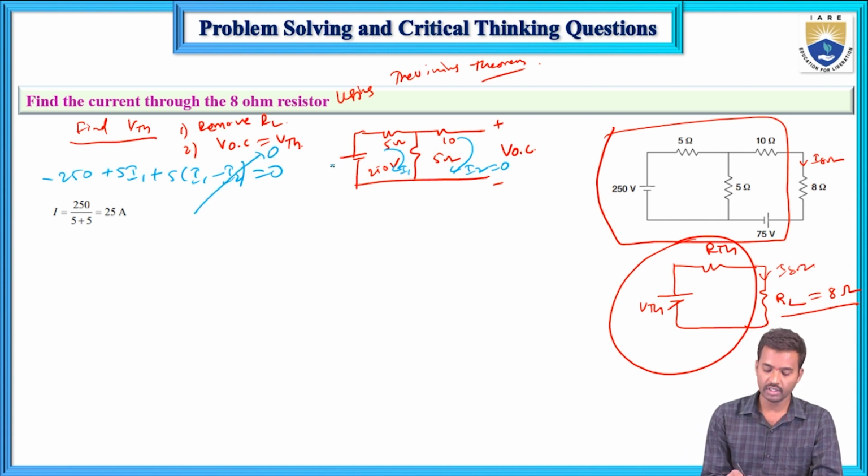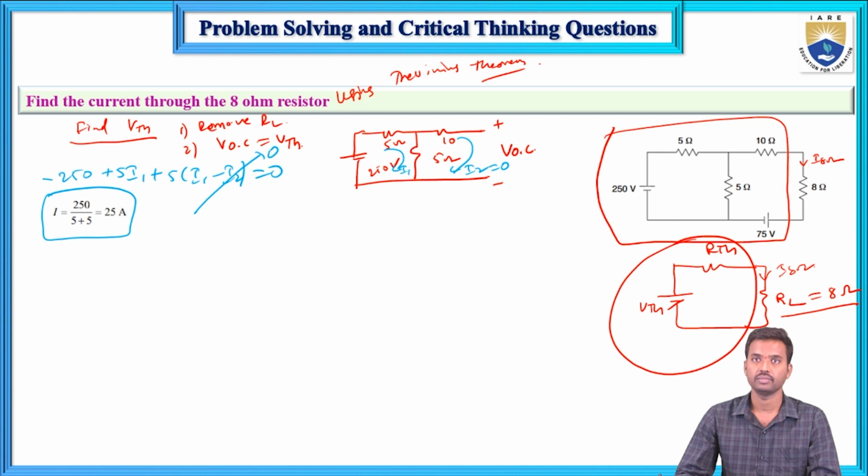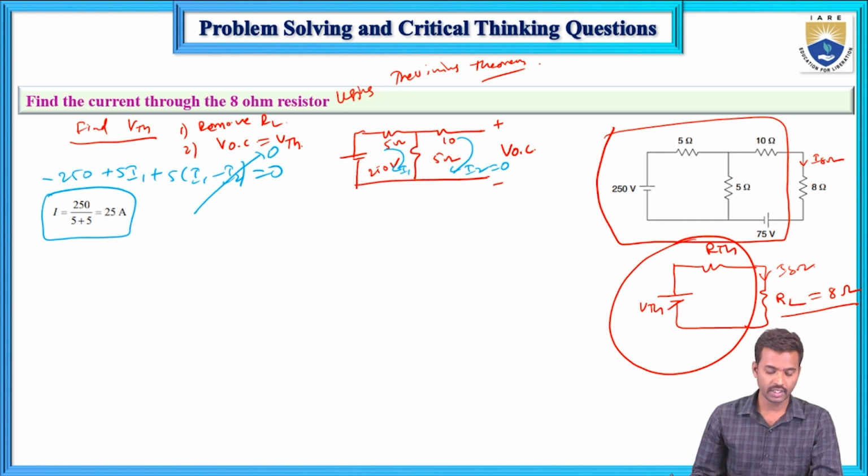From this, I1 equals 250 by (5 plus 5), so I1 equals 25. Next, we need the open circuit voltage. How will we calculate it? This is the redundant branch. There is no resistive drop because the I2 current is 0; it is in series with an open circuit. So neglect the 10 ohms resistive drop. The 5 ohms resistive drop is the VOC.